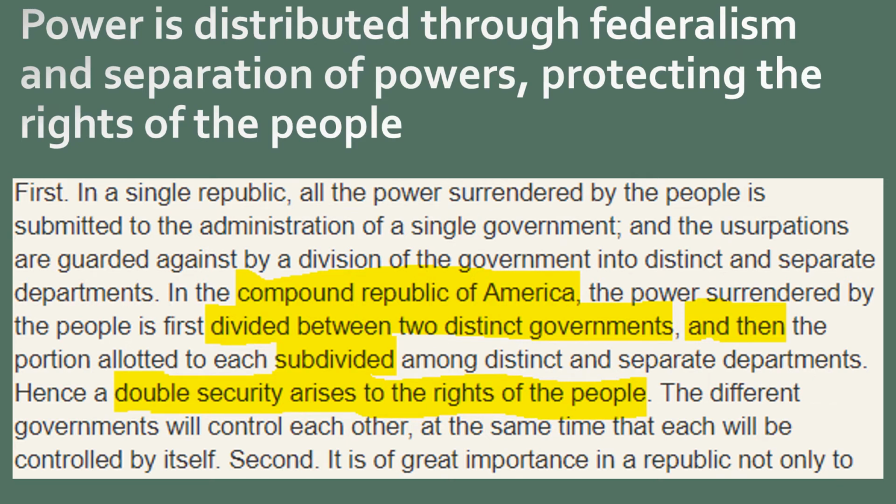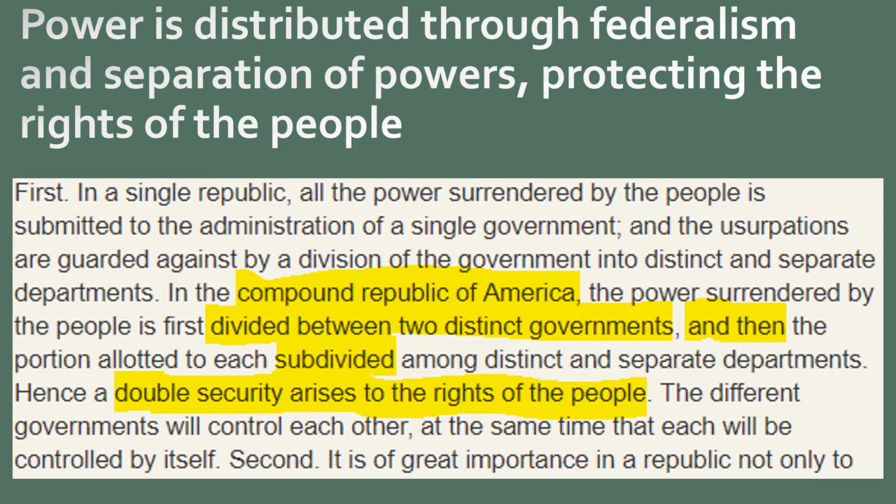All right, so now he's going to go on and talk about how we have power separated in multiple ways. So we have this Republican form of government, but in the compound Republic of America, he's talking about federalism. So he doesn't use that term, but he says the compound republic of federalism. If you go on, you can see how this means federalism. He says the power surrendered by the people is first divided between two distinct governments. That would be the national government or federal government and the state government in which they live.